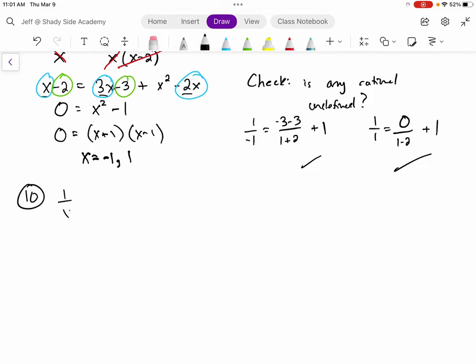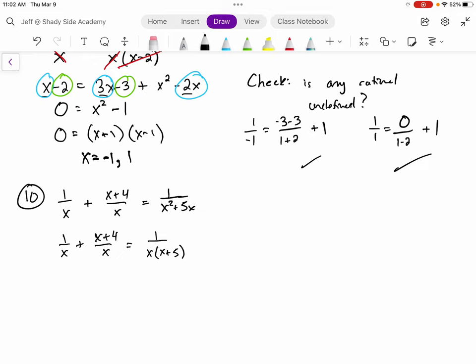Okay, so we got 1 over x, and then I've got x plus 4 over x, and then I've got 1 over x squared plus 5x. Okay, and how would I approach this guy? Well, again, I would factor this right guy and say that is just 1 over x times x plus 5.